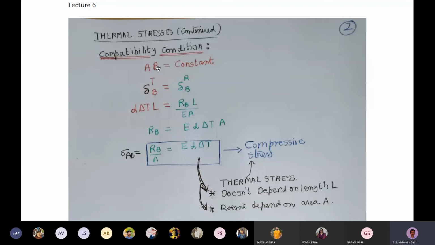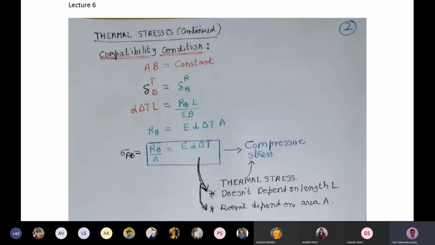So the length of AB is constant, that is, both A and point B are fixed. So there is no motion of point B, and so the thermal expansion delta BT is equal to the contraction due to the applied compressive force. The thermal expansion is obtained from the temperature displacement relation, which is alpha delta T L, and delta RB, which is the contraction due to compressive force, is obtained from the force displacement relation, which is RB L by EA.